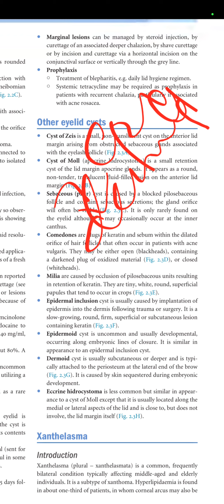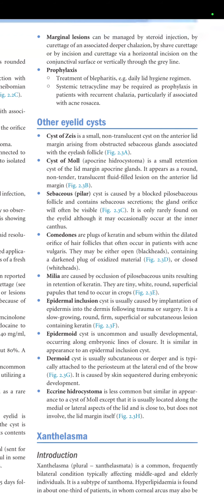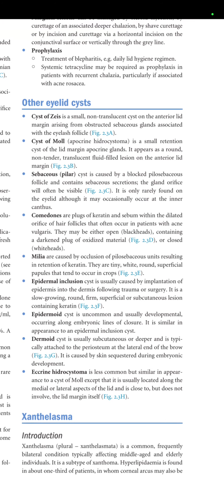Epidermoid cyst is uncommon and usually developmental, occurring along the embryonic lines of closure. It is similar in appearance to the epidermal inclusion cyst. So basically, epidermal inclusion cyst and epidermoid cyst are similar. The difference is that epidermoid cyst is developmental, whereas epidermal inclusion cyst occurs after surgery or trauma.